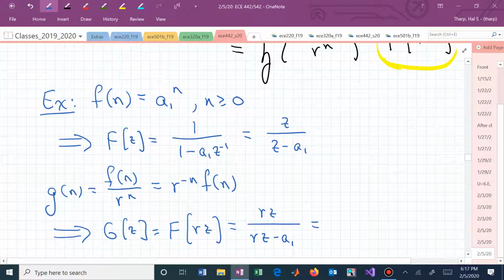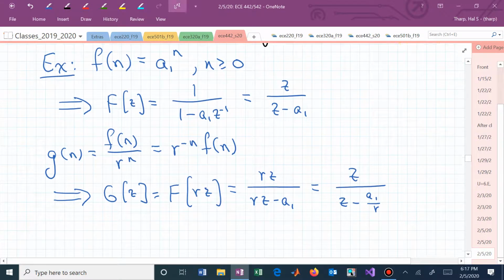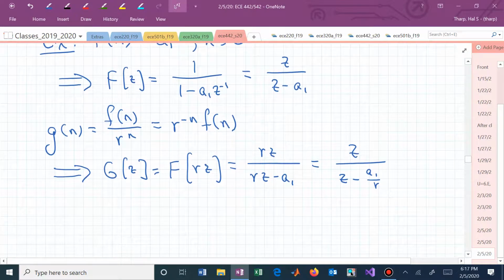Or that's Z over Z minus A1 over R, if we factor down an R from top and bottom. And if little r was 4, and A1 was 1/2, now you see that, oh, that now has a pole at 1/8, which is much faster than what it was when A1 was just by itself at 1/2.